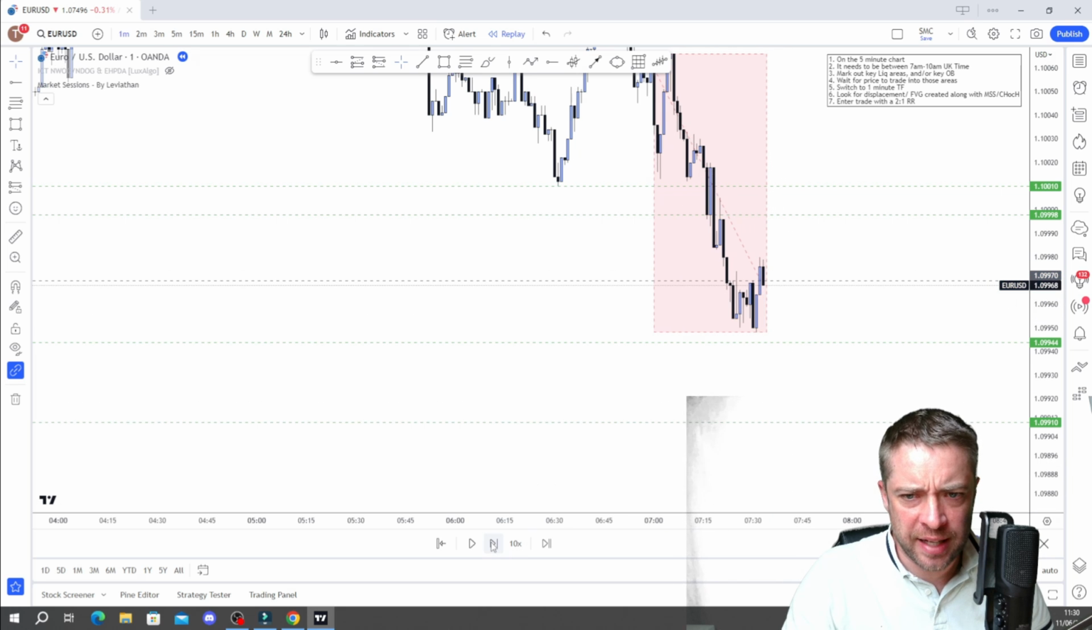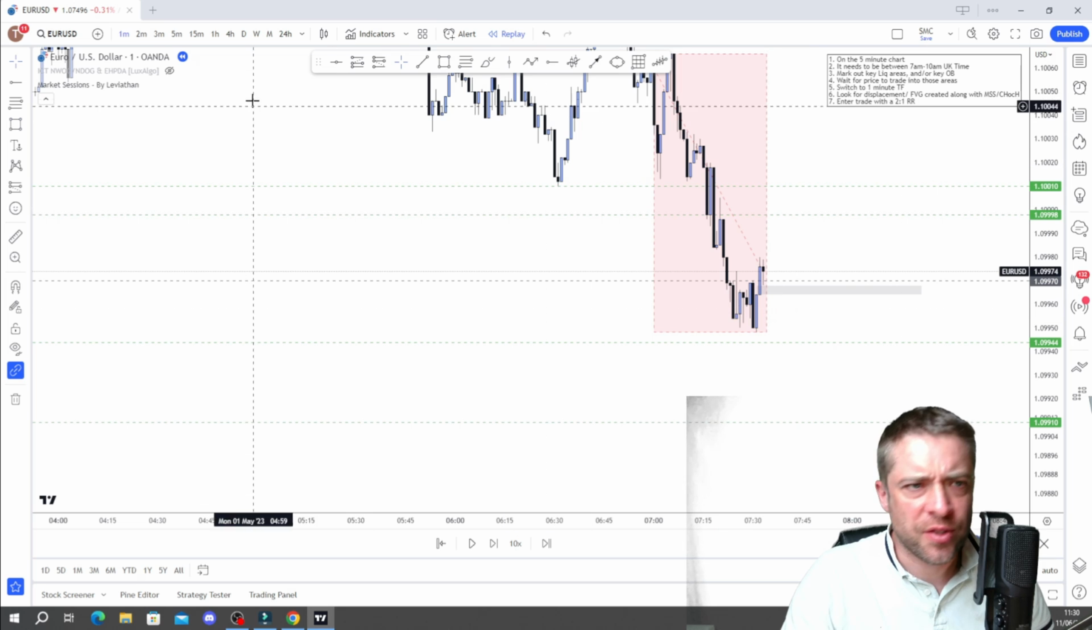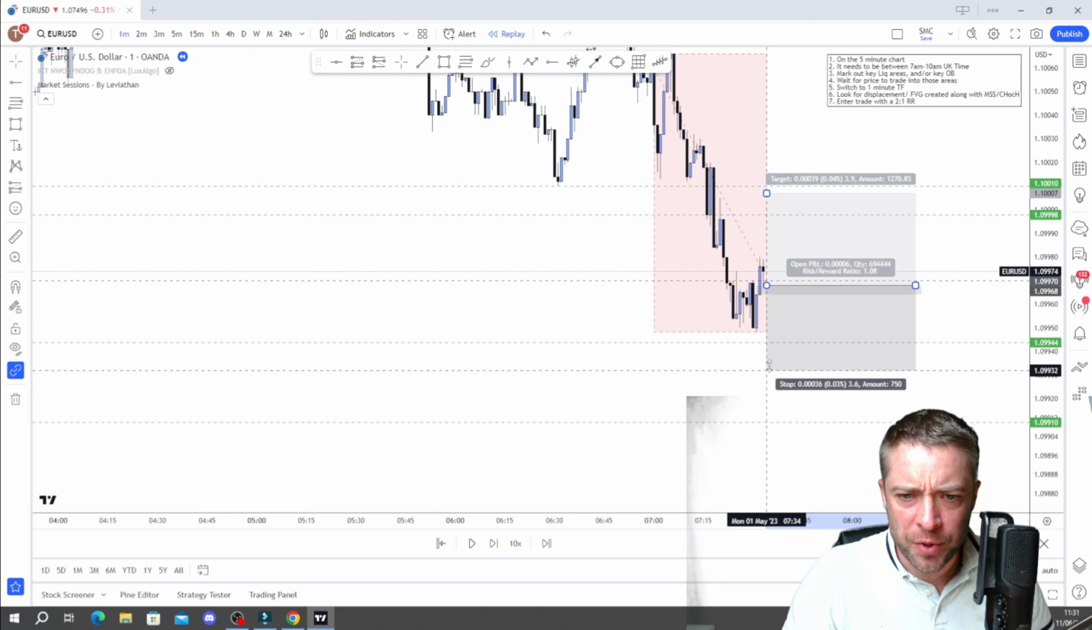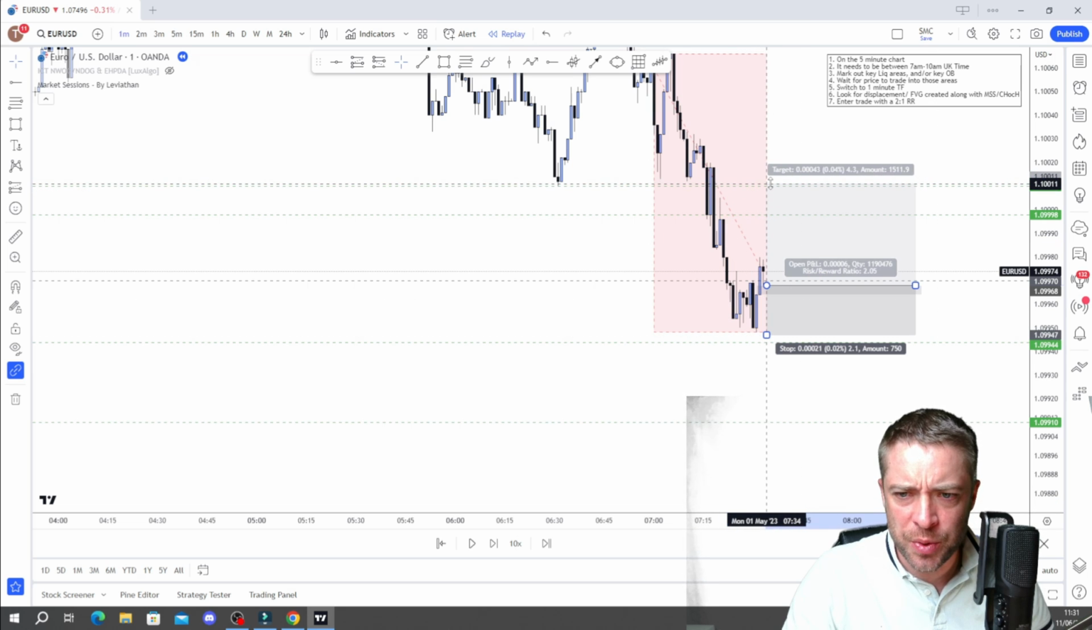Let's have a look at the next candle. Next candle leaves us a small fair value gap between here and here. So I would enter along here with a stop loss just below that, and I'll be targeting a 2 to 1.